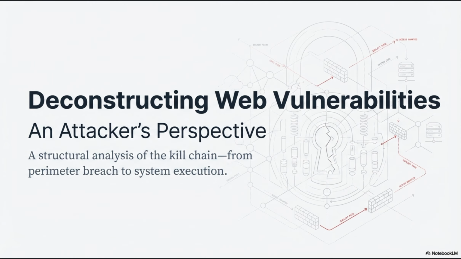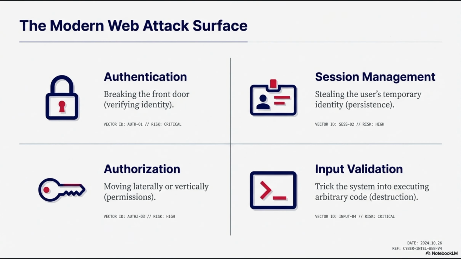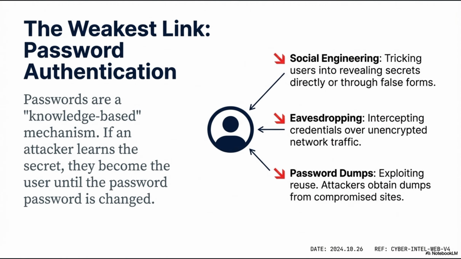Now let's deconstruct web vulnerabilities from an attacker's perspective. Do you guys remember? Think like an adversary, alright? The modern web attack surface includes authentication, session management, authorization, and input validation. The weakest link is password authentication because passwords are a knowledge-based mechanism. If an attacker learns the secret, they'll become the user until the password is changed.